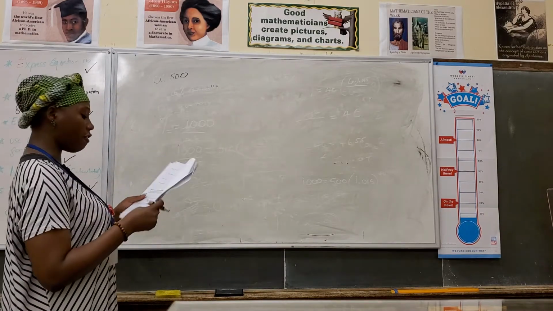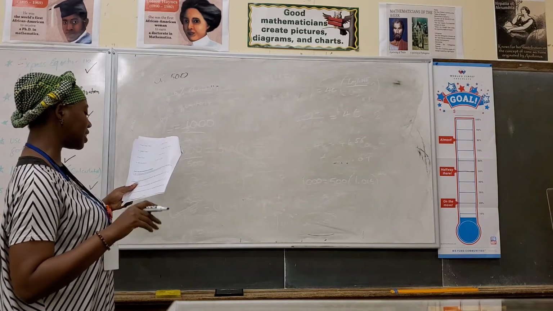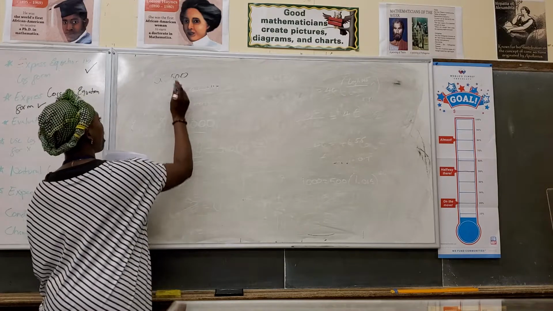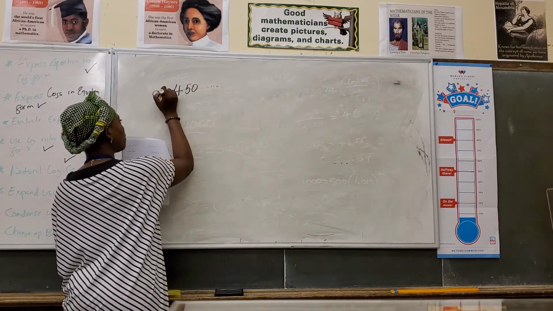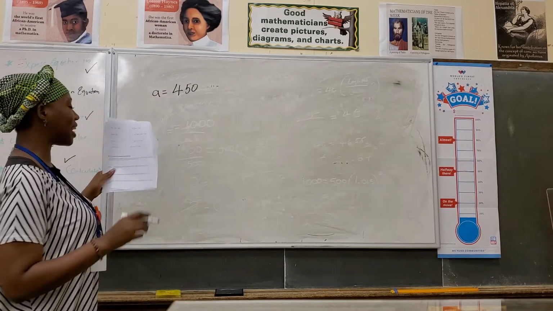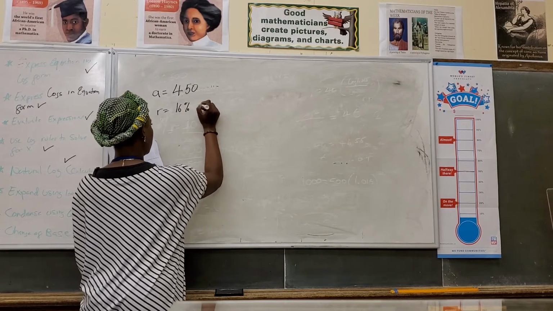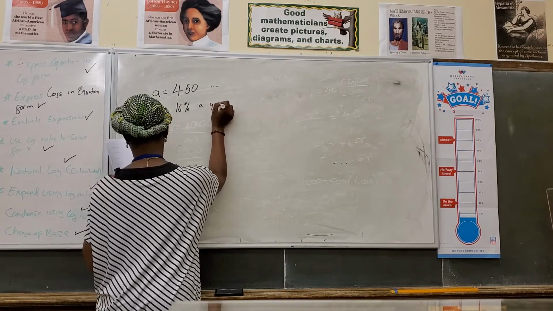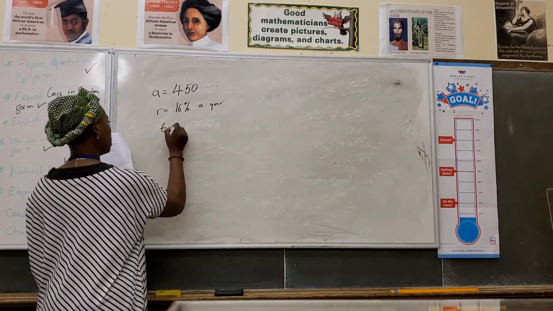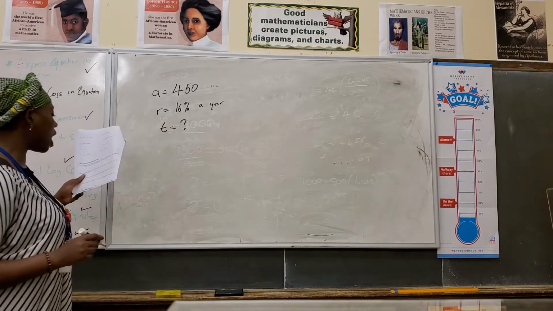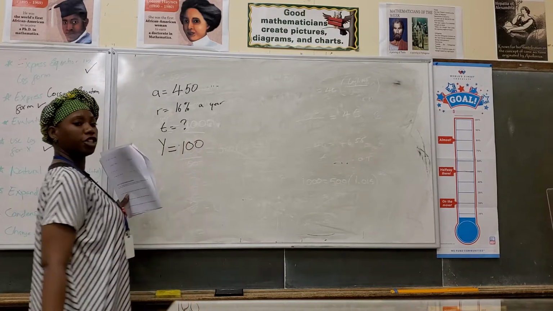A population of 450 animals decreases at an annual rate of 16% per year. So we have a population of 450 animals. So that's our starting value. And it decreases at an annual rate of 16% per year. How long, so the question is time, so we don't know t, before there are only 100 animals left? So how long before our output is only 100?